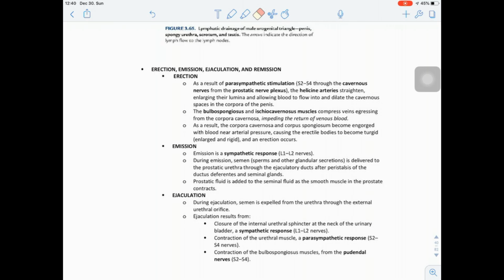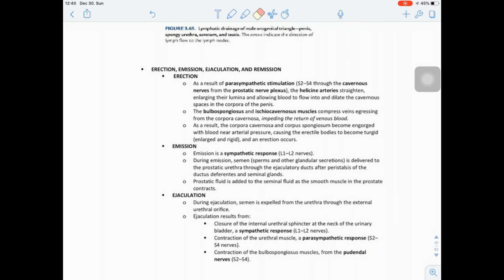So there are four phases. The first phase is erection. The second phase is emission. The third phase is ejaculation. The fourth phase is remission. Okay? So how is erection done?